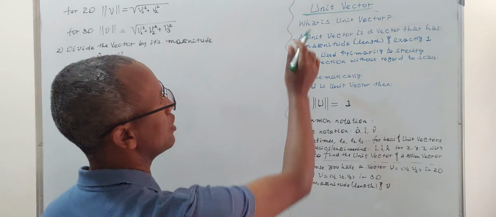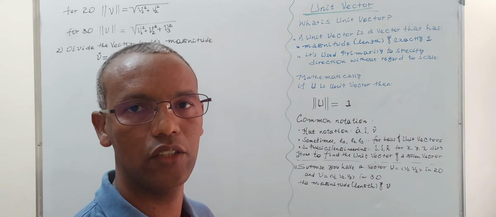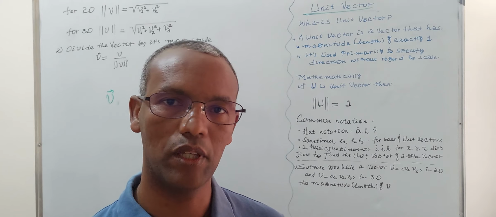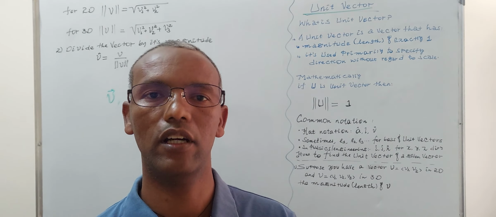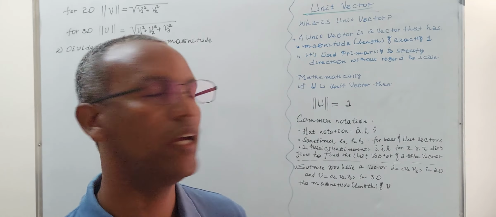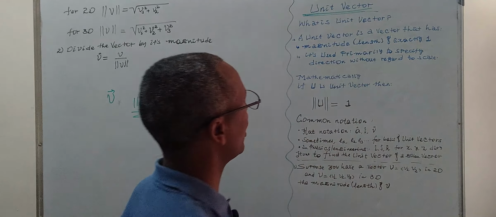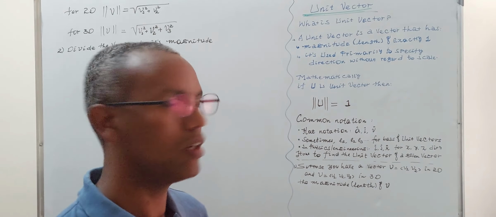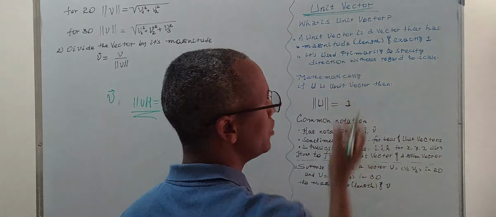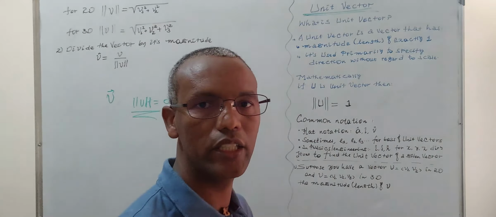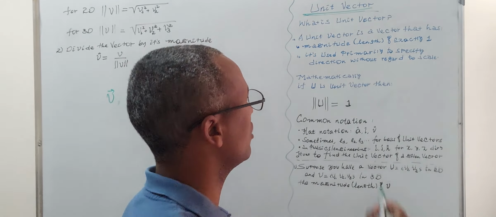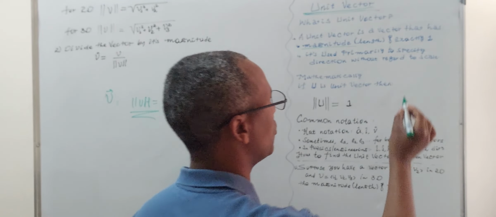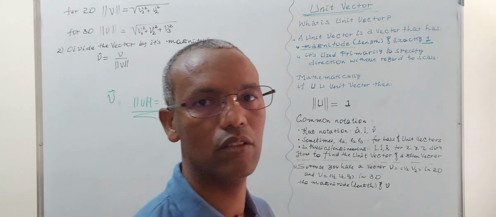So like I said, in this section I will describe a unit vector for you guys. A unit vector is a very basic concept in physics. A unit vector means a vector with a magnitude of 1. As you can see, we have a definition here. A unit vector is a vector whose magnitude, or length, is exactly 1.